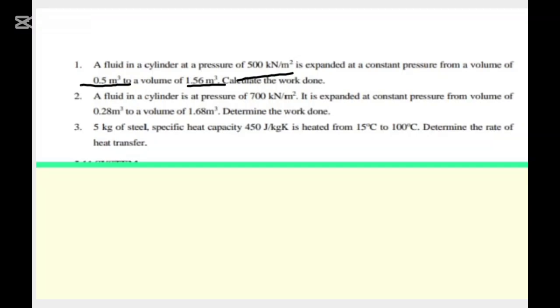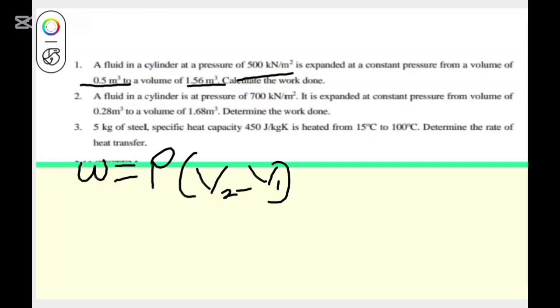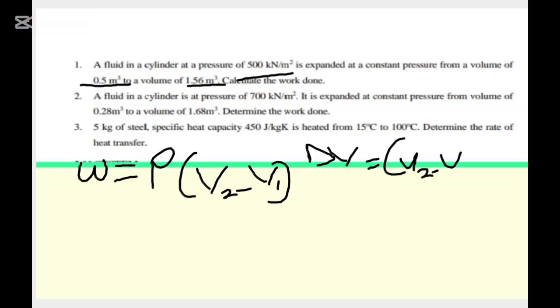You have to take note that the general formula for the constant pressure process is that the work done is the pressure multiplied by delta V. Delta V is the same thing as the change in volume. Delta V is the same thing as V2 minus V1.